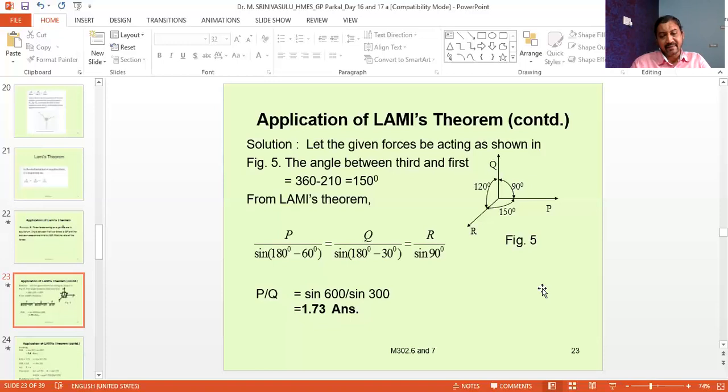So first we will find out the P by Q ratio. In this case, we have to equate only the first two equations. That is, P by sine 120 is equal to Q by sine 150. So if you substitute, P by Q is equal to sine 120 by sine 150, which is nothing but sine 60 by sine 30, and its value is 1.73. Therefore the ratio of P by Q is equal to 1.732.